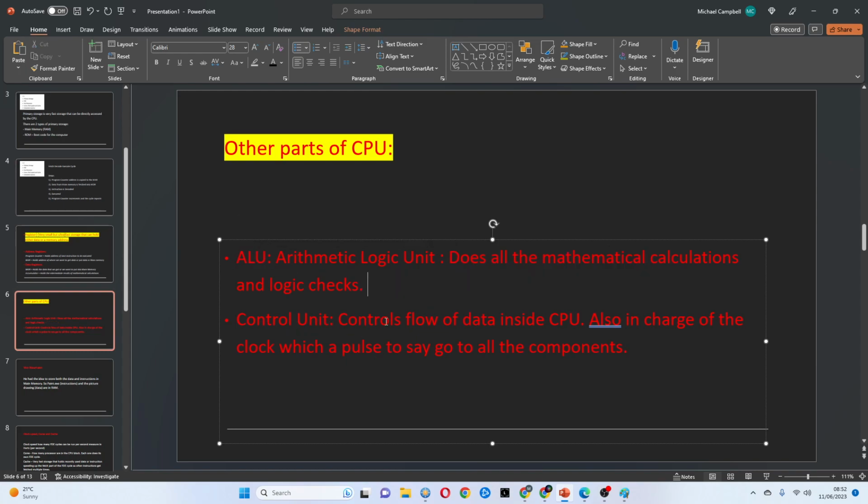The control unit just controls the flow of data. It controls how the data moves around the CPU. It's also in charge of the clock. The clock is like a pulse that goes off like that. And in a second, I'll talk about that. But that basically says go to all the components. So the components all go when the clock ticks. Go, go, go. And the control unit's got that part. I haven't actually seen a question on that yet in any exam. But hey, it is in the course, so we don't know.